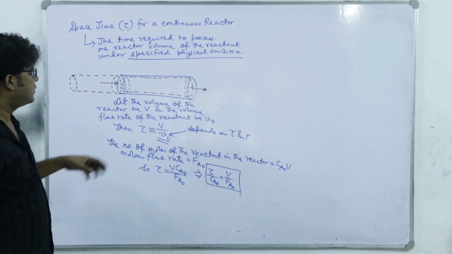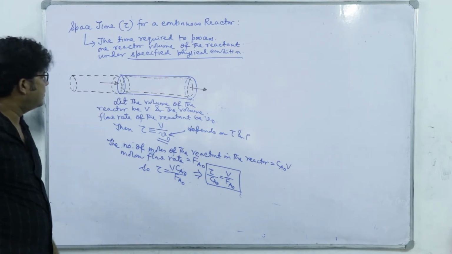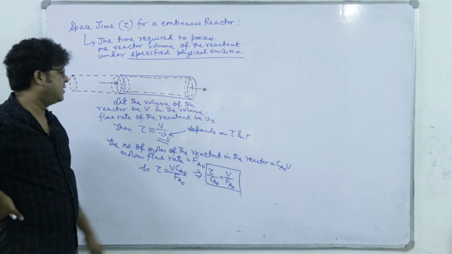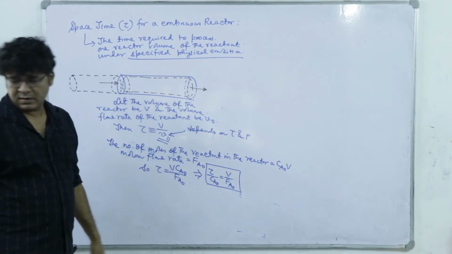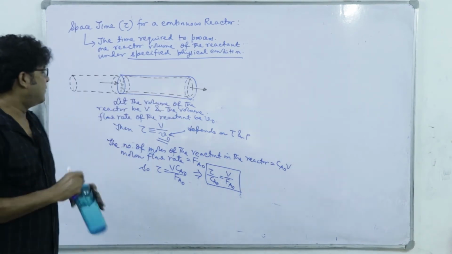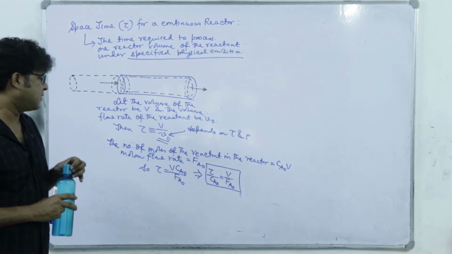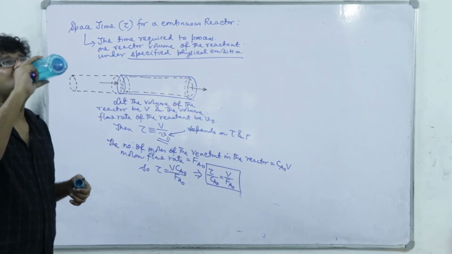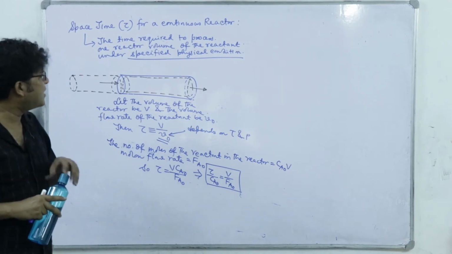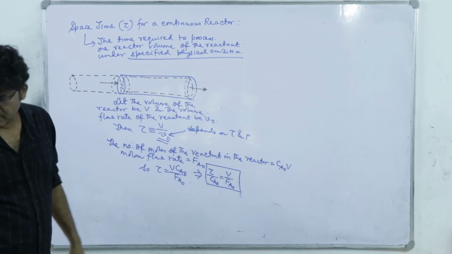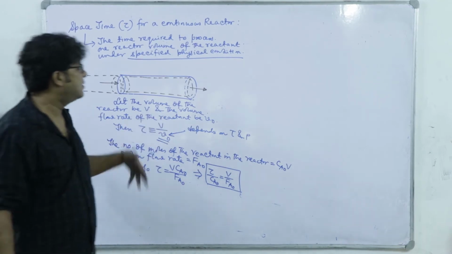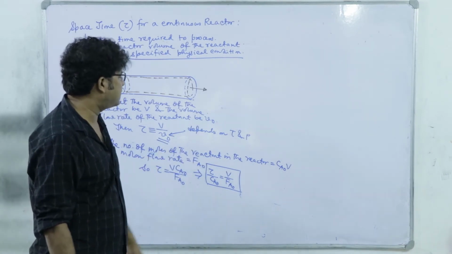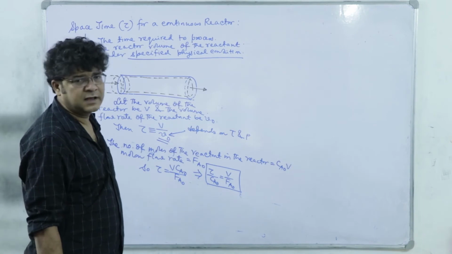Right. So, with this understanding of space time, sometimes we refer to space velocity as the number of reactor volumes of this reactant which are being processed per unit time, right. This is simply the inverse of tau, but that we do not use much in this entire standard elementary discussion of reaction engineering. So, we focus on the space time.